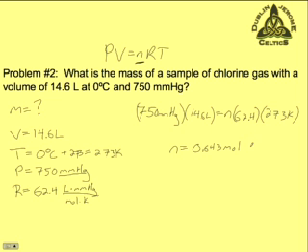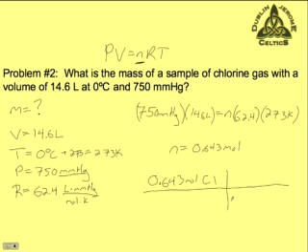Why do I need chlorine in there? It's just moles, right? Well, we need to find the mass, though, and we need to use the molar mass of chlorine. Oh, because I have to convert moles to grams. Yeah. This is a molar mass problem. This is where you need your periodic table. Moles of chlorine, Cl.